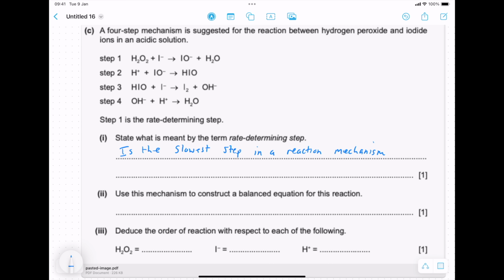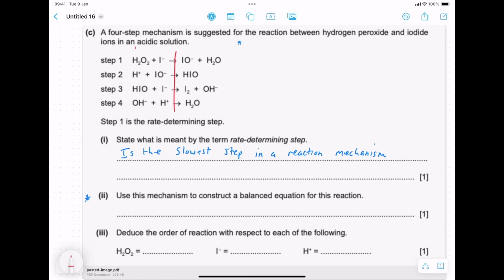Use this mechanism to construct a balanced equation for this reaction. I'm going to do the workings for this one here because that's a lot to do on a single line for 1 mark. In order to determine the overall equation, it will be the sum of all of the parts of the mechanism added together. So if I strike this with a red line, you literally add everything on the left to everything on the right. Then you cancel out things that are common to the left and right, and that will leave you with the final equation. Let's go ahead and do that.